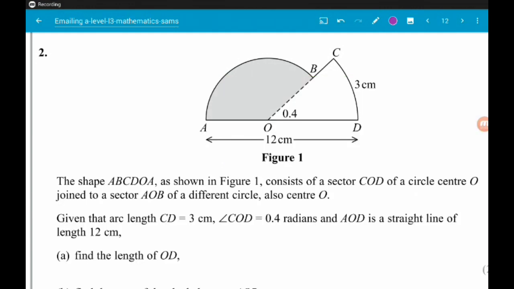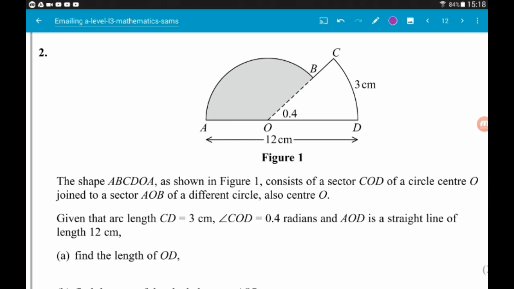Okay, question 2. We've got two sectors of different circles joined together. Both are centred at point O. We know the arc length of OCB is 3 centimetres. We know the whole base length is a straight line of length 12 centimetres, and we also know angle COD is 0.4 radians. Make sure you change your calculator into radians.